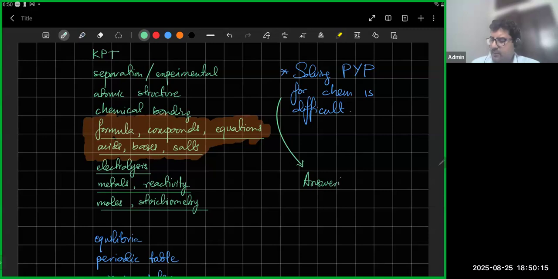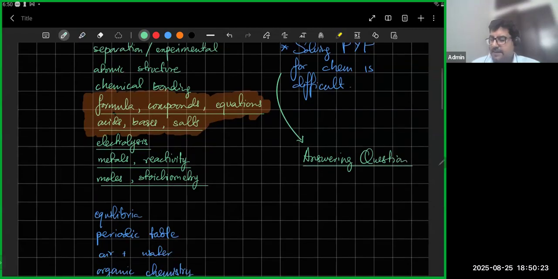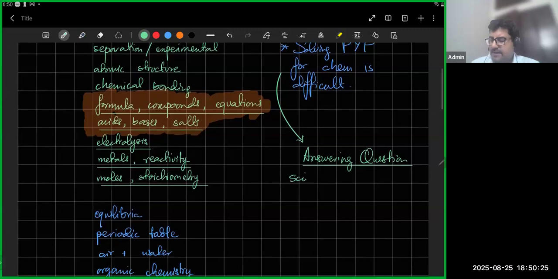So when you're answering questions, remember this is not going to be an English exam or an Islamiyat or a Pakistan Studies exam. It's a science exam, and a science exam demands that you answer the question in a particular way, which is the scientific way of answering questions.